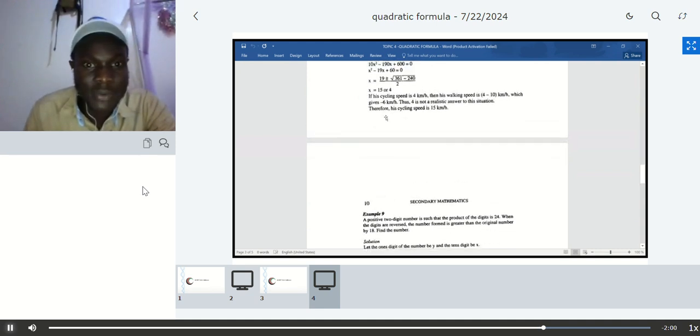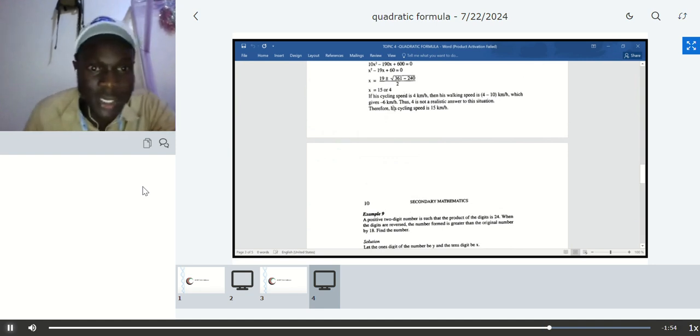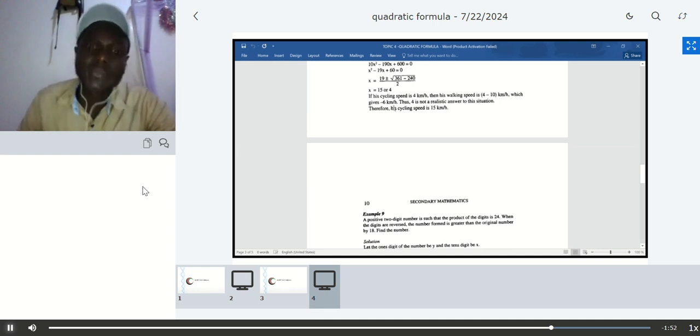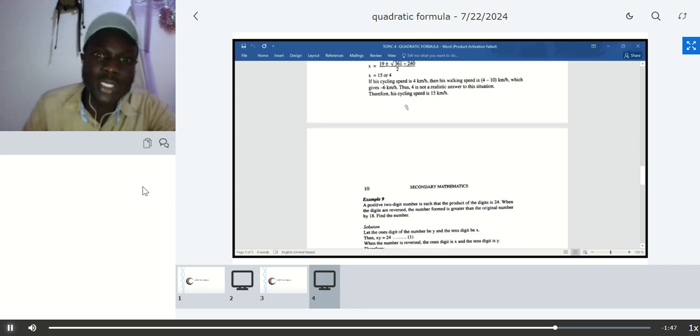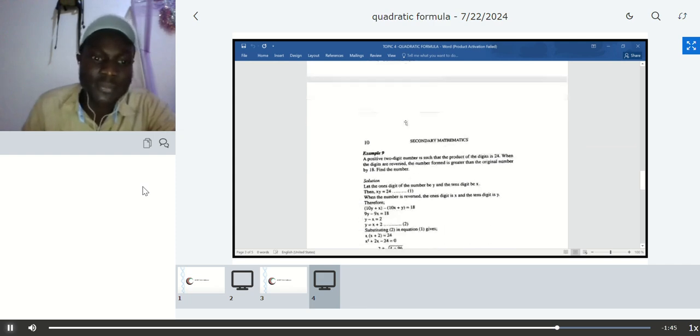If his cycling speed is 4 kilometers per hour, then his walking speed is 4 minus 10 kilometers, which gives us a negative 6 kilometers per hour. Thus, 4 is not a realistic answer to this solution. Therefore, his cycling speed is 15.